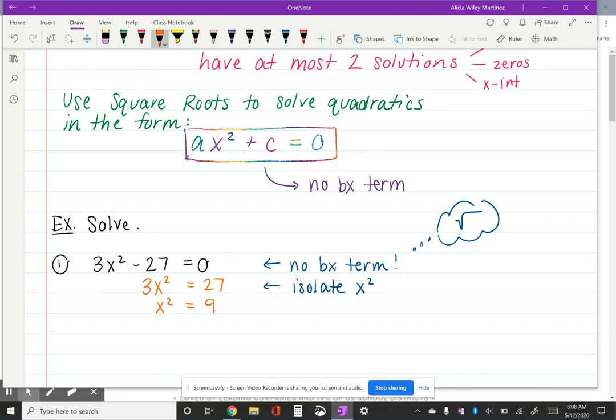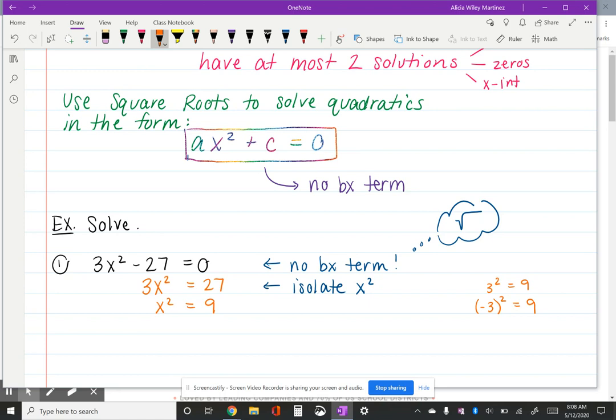So let's think about this. In order for x squared to equal 9, think about what 2 values x could possibly be. Well, x could be 3, because if x is 3, 3 squared equals 9. The other option, though, is that it could be negative 3. If you take negative 3 and square it, you also get 9.